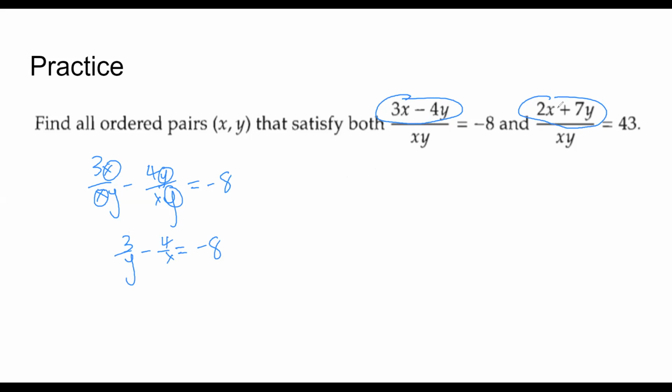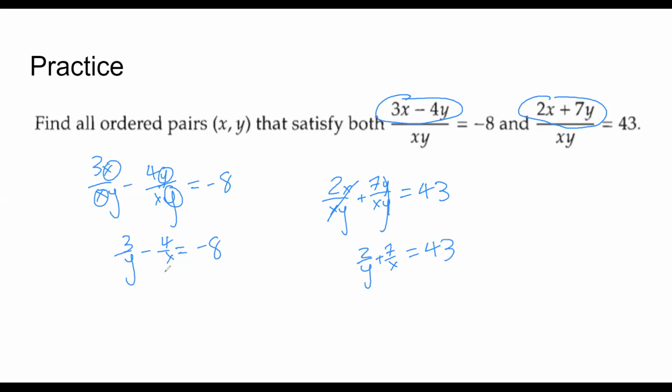And then we can do the same thing with the second equation. We can split this into 2x over xy plus 7y over xy, and we can call this 43. Cancel out the x's, cancel out the y's, and this gives us 2 over y plus 7 over x is equal to 43. And now we have a system of two equations that we can solve.